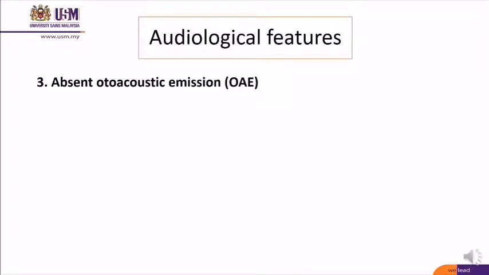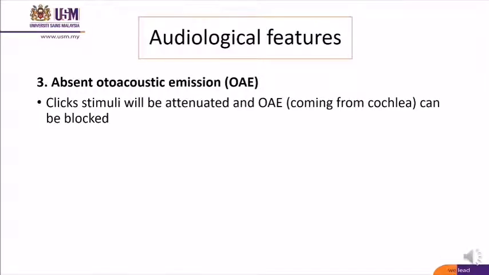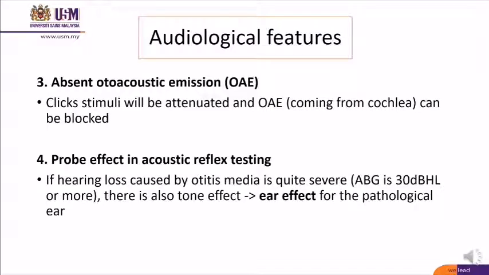Besides tympanometry, otoacoustic emission can also be performed, and in this case it will be absent. This is due to the click stimuli being attenuated by the middle ear fluid, and the OAE from the cochlea can also be blocked. If acoustic reflex testing is performed, it will show a probe effect, and even an ear effect if the hearing loss is severe enough. For example, when the BC threshold is 0 dBHL but the AC threshold is 25 dBHL, this will cause a probe effect. But if it drops to maybe 35 dBHL, that brings an air-bone gap of more than 30 dBHL, and an ear effect may be presented.